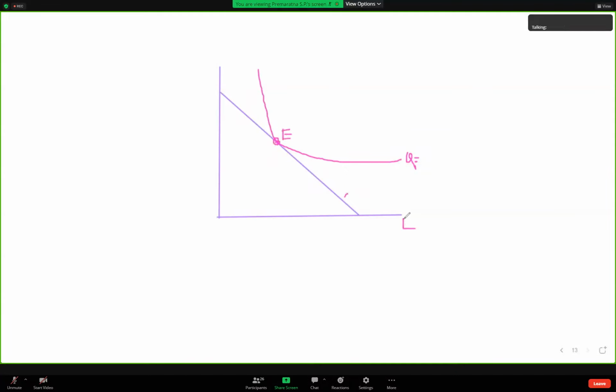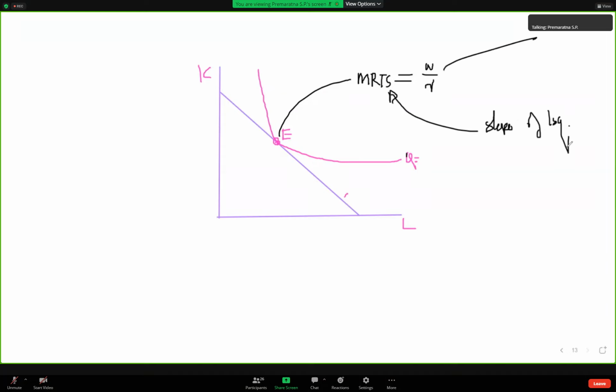This is labor, this is capital. At point E, you know, the condition satisfied is MRTS equals W over R. That's the slope of the isoquant curve, and this is the slope of the isocost curve, W over R. So this is the slope of the isoproduct curve, and this is the slope of the isocost curve.